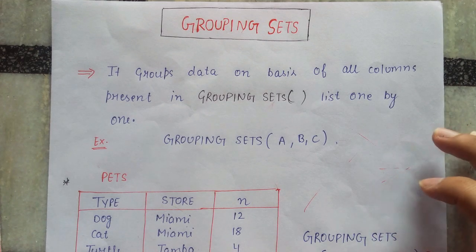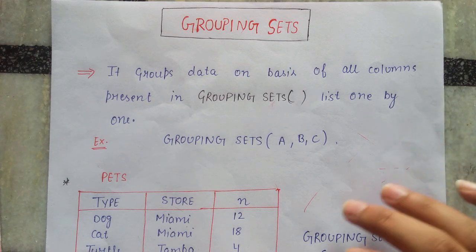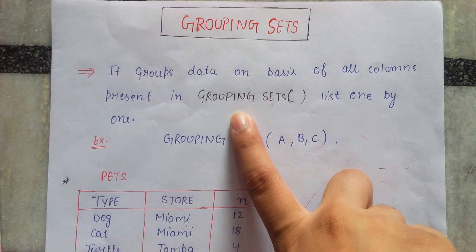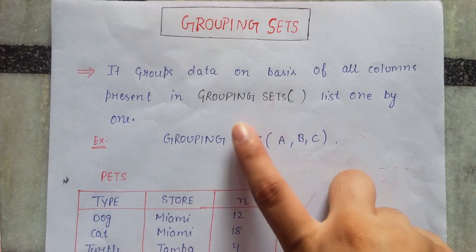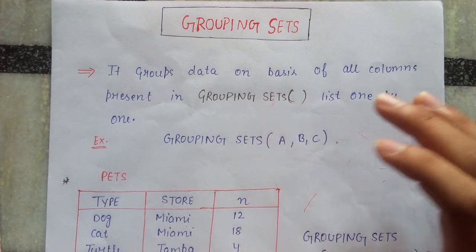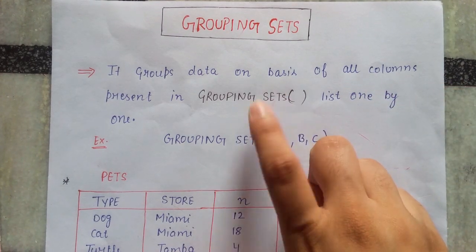First of all, what is the use of the GROUP BY clause? As we know, it's used to group the identical data in a column of the table. So what is the use of grouping sets with the GROUP BY clause? Although it's also used to group the data, it groups the data in the table on the basis of all the columns that are mentioned in the grouping sets.